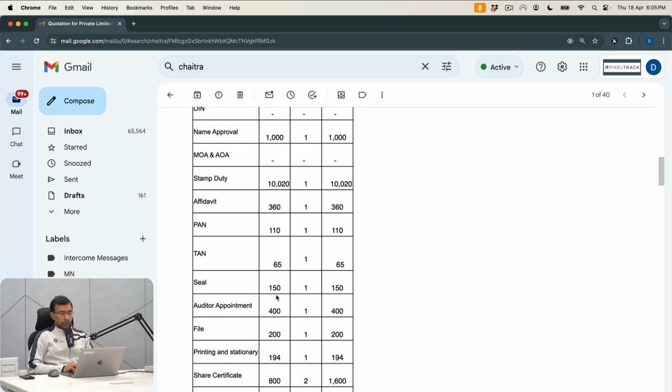Making of a seal, 150 rupees. Auditor appointment, 400 rupees. File, 200 rupees. Printing and stationery, 194.